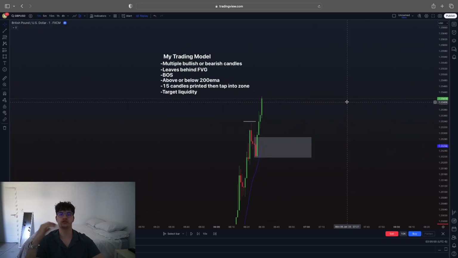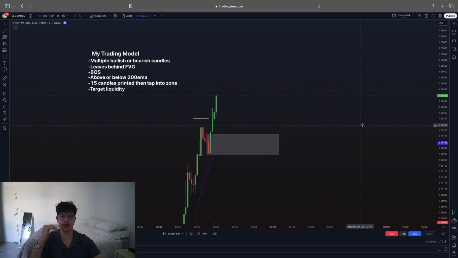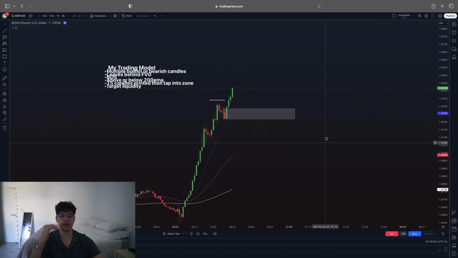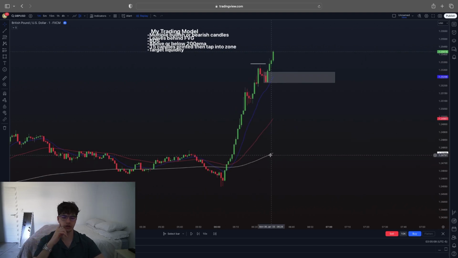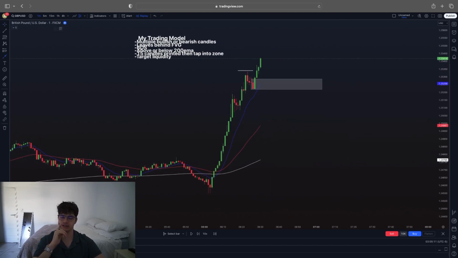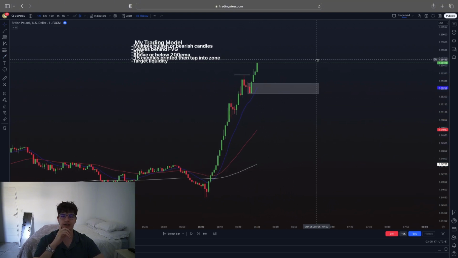So these are the first few things I am looking for. The next thing I am looking for is, are we above the 200 EMA? And in this case, yes, we are. Look where the 200 EMA is. Price is all the way above this white line here. We are trading above the white line currently.